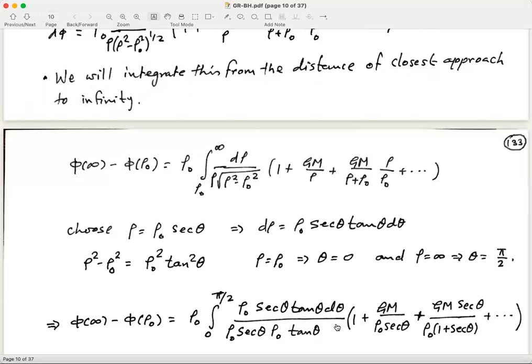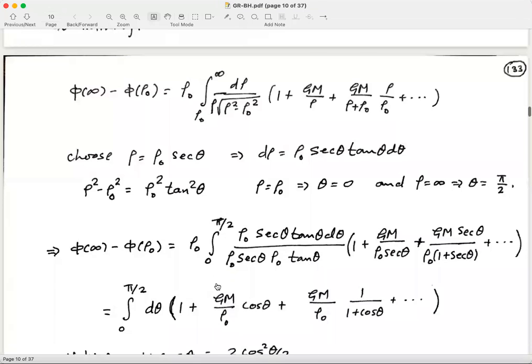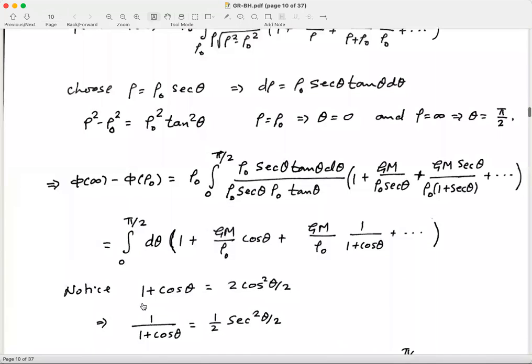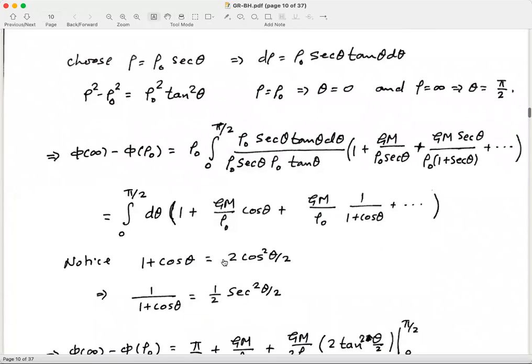It takes the form of this kind, and you can see a lot of things get cancelled. Rho naught gets cancelled, sin theta tan theta also gets cancelled, and you get a pretty simple integral. Now this integral can be further massaged by writing 1 plus cos theta equal to 2 cos squared theta by 2, and you can write that in terms of sec squared theta by 2. Remember that the derivative of tan is sec squared, so inside the integral this would give you a tan angle.